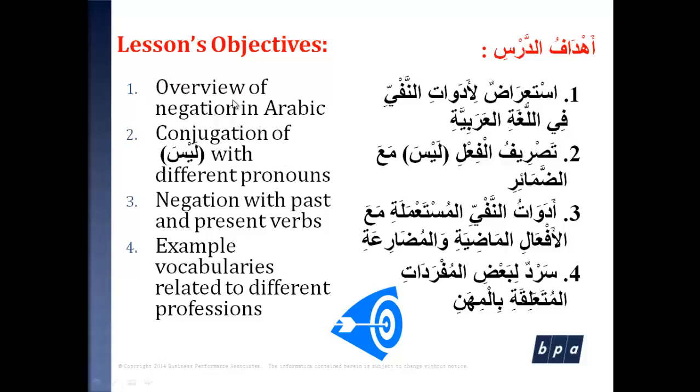Lesson's objective: overview of negation in Arabic. Conjugation of laysa, which is "not," with different pronouns. Negation with past and present verbs. Example vocabularies related to different professions.